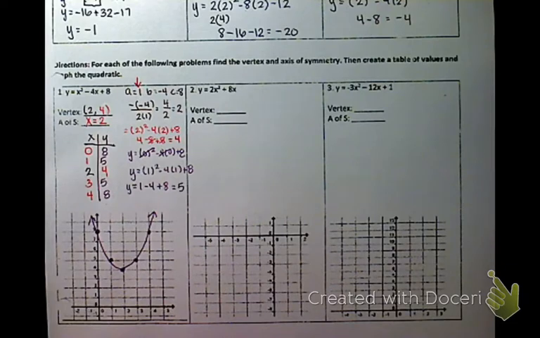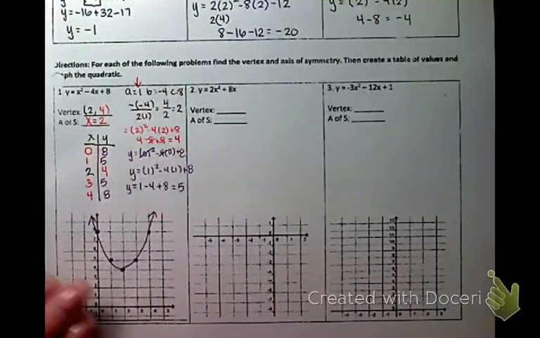I also know that a is 1, which tells me there's no change to my parent function. So it's not skinny, it's not wide, and it looks pretty normal, so that's good. But again, those are good features to help you identify whether or not you're doing this correctly. Okay, one more together.